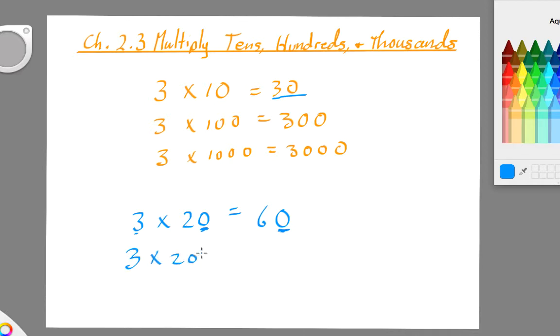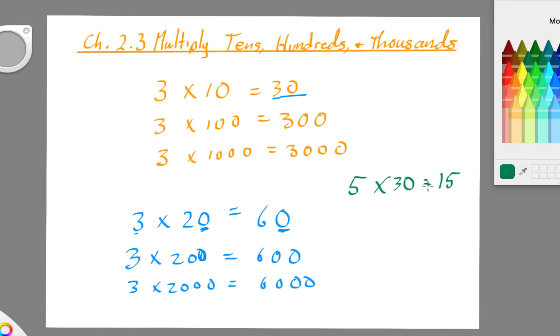3 times 200 is kind of the same as 300, but doubled. So it ends up being 600. And remember that 3 times 2 is 6 plus 2 zeros. And if we did the same thing, 3 times 2,000, we just get 6,000. And if we apply this to other situations, we might say, well, what about 5 times 30? And we could just say, well, 5 times 3 is 15, plus that 0, and we're good.